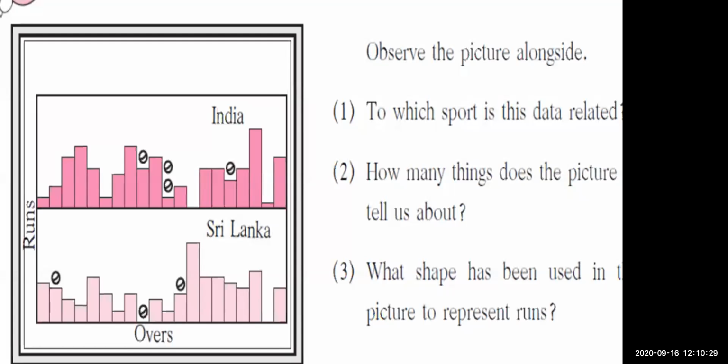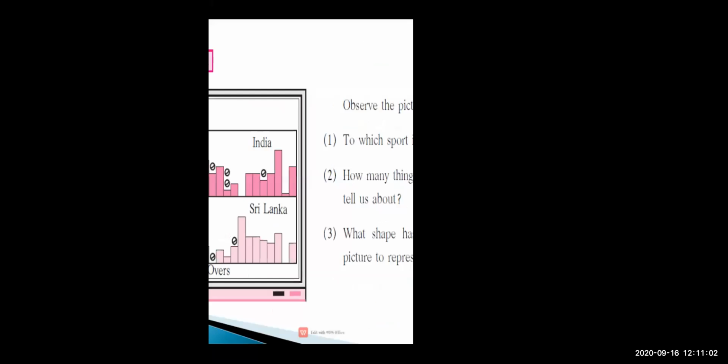Now, what is this picture showing? It is showing the matches between India and Sri Lanka. It is showing the run score, and it is also showing the wickets. It is showing the run score, wicket, all those things these pictures are showing. Okay. Now the next question, just listen properly and give me a proper answer.